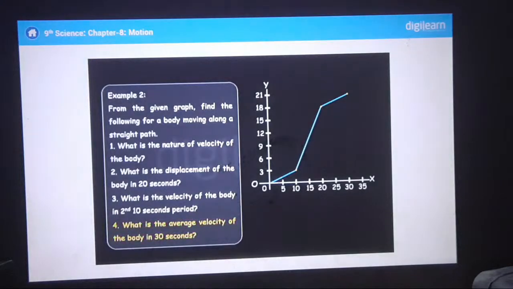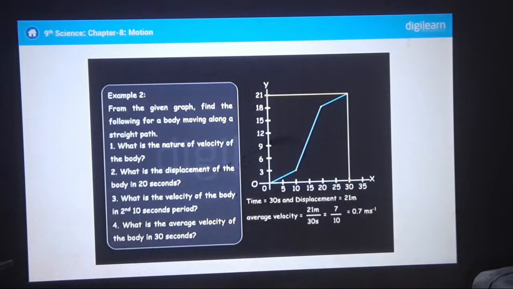Fourth, what is the average velocity of the body in 30 seconds? Time is equal to 30 seconds and displacement is equal to 21 meters. Hence, average velocity is equal to 21 meters divided by 30 seconds. That equals 7 divided by 10. That equals 0.7 meters per second.